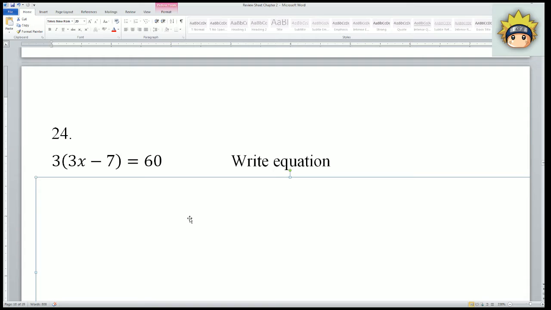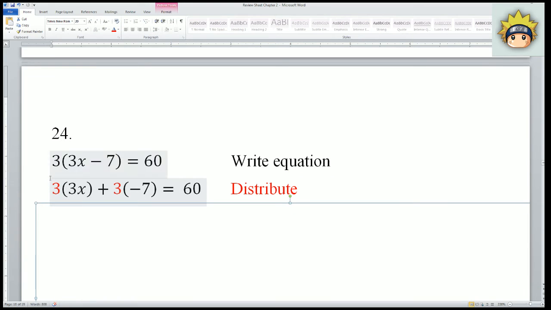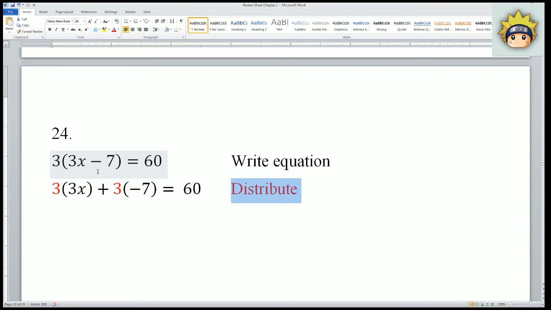24, we have 3 parentheses 3x minus 7, close the parentheses, equals 60. Again, like before, we have to get rid of the parentheses first. So what I'm going to do is distribute the 3 into each term: 3 times 3x and 3 times negative 7. It should look like this: 3 times 3x plus 3 times negative 7 equals 60. That's just distributing.